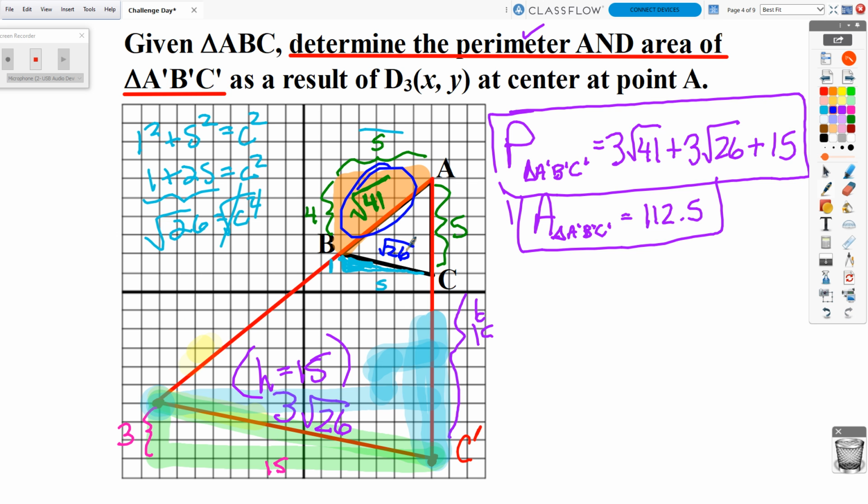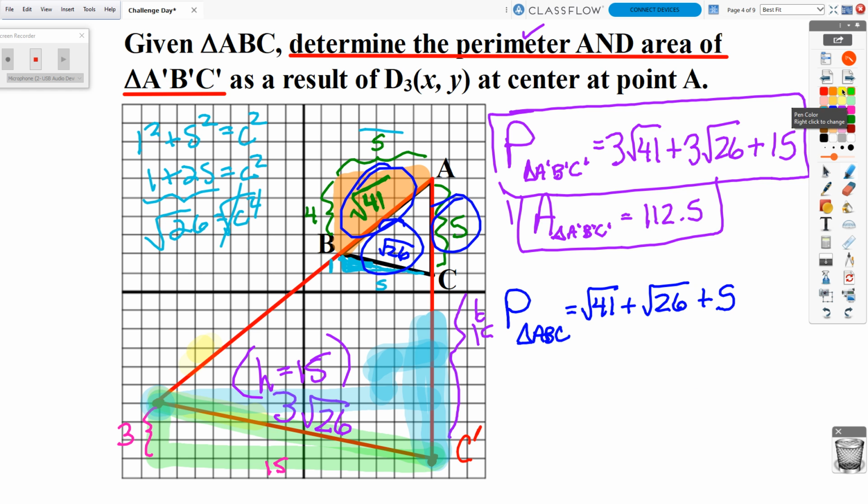So there, I've got my three sides. The perimeter of the original triangle ABC is the square root of 41 plus the square root of 26 plus 5. Now, how does that compare to the dilated perimeter that we got previously? Some of you are maybe starting to see it. Is the dilated perimeter 3 times larger? Hopefully you're looking at the individual parts.